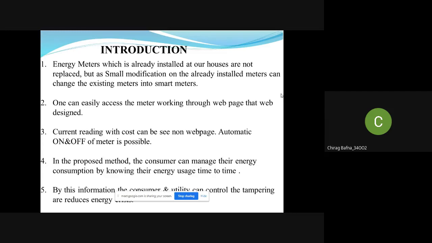Many times errors like an extra bill amount, or a notification from the electricity board even though the bills are paid, are common errors. To overcome this drawback, we have come up with an idea which will eliminate the third party between the consumer and the service provider, so human error can be overcome. In the proposed method, the consumer can manage their energy consumption by knowing their energy usage from time to time.